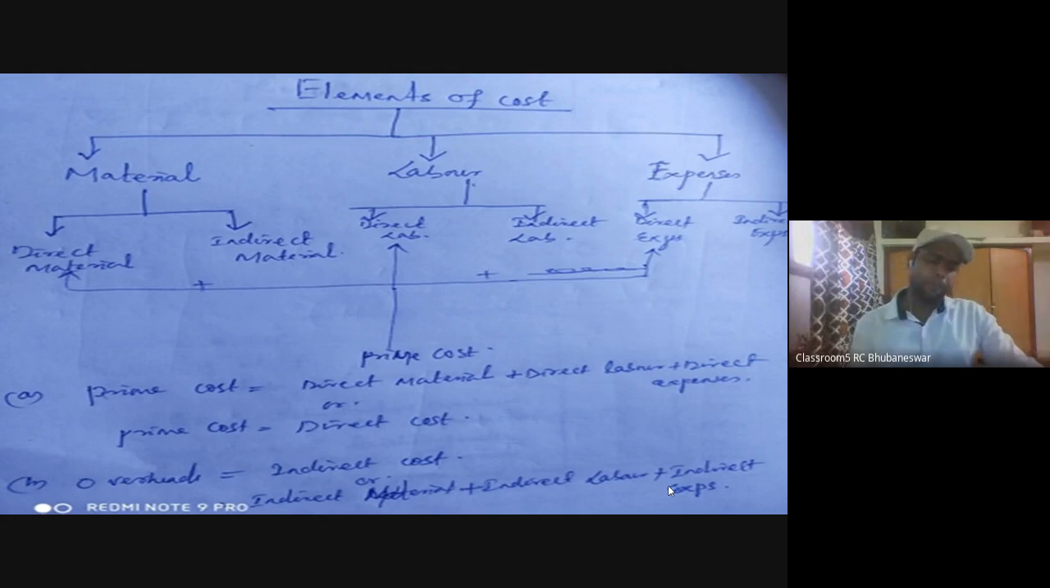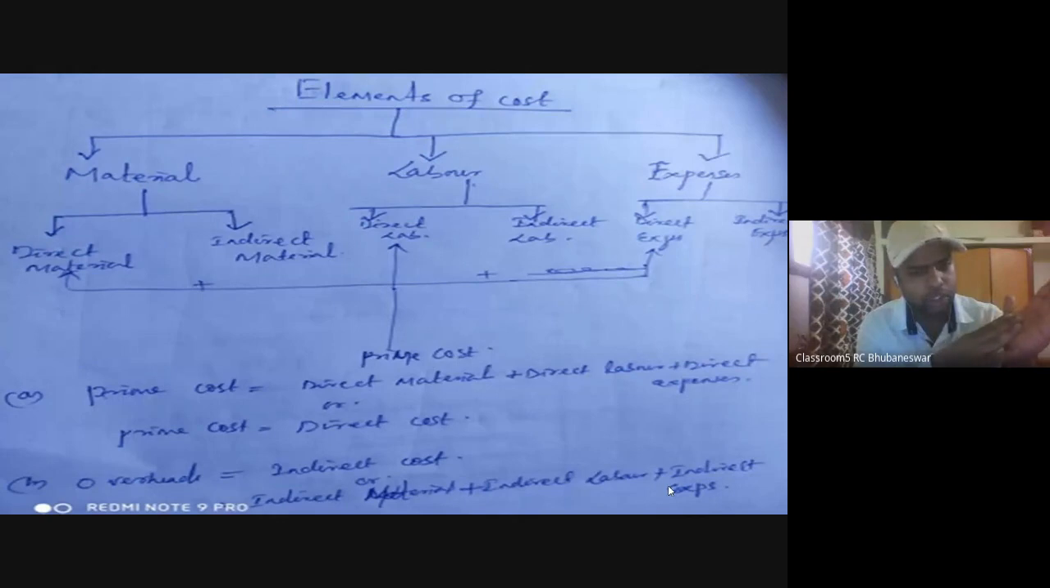That means material also has its direct and indirect nature. Labor also has its direct and indirect nature. And expenses also have their direct and indirect nature. So direct material means the material which is directly identifiable with a product. So if we know the total cost of the product, then we can find out the total cost under three heads.